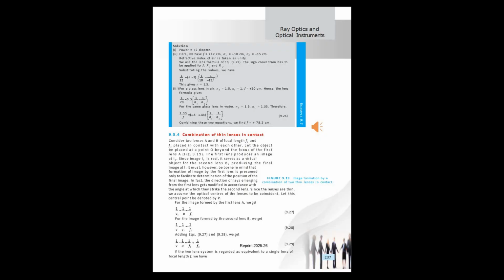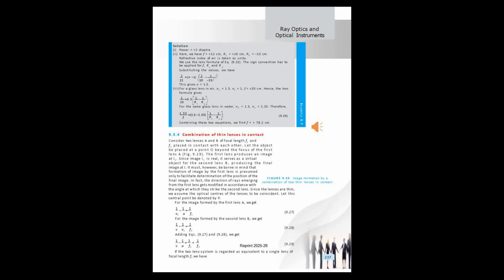Combination of thin lenses in contact. Consider two lenses A and B of focal length f1 and f2 placed in contact with each other. Let the object be placed at a point O beyond the focus of the first lens A, figure 9.19. The first lens produces an image at I1. Since image I1 is real, it serves as a virtual object for the second lens B, producing the final image at I.